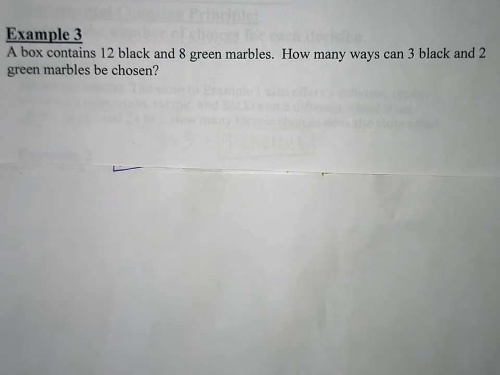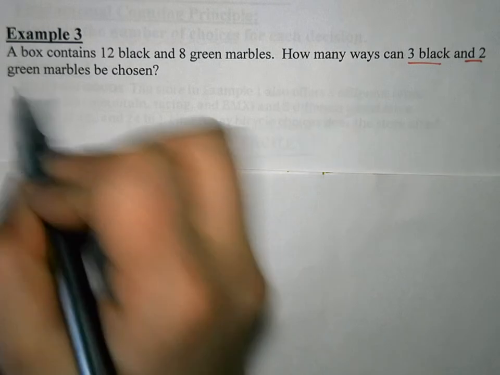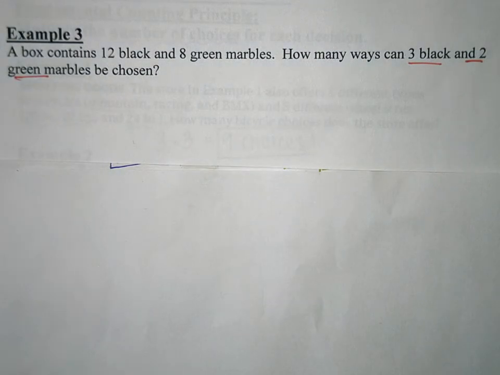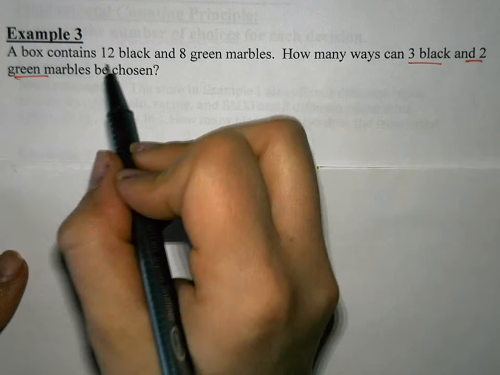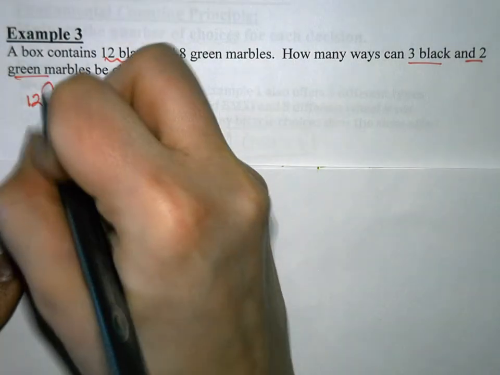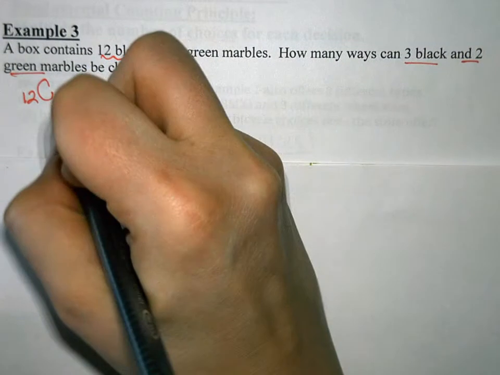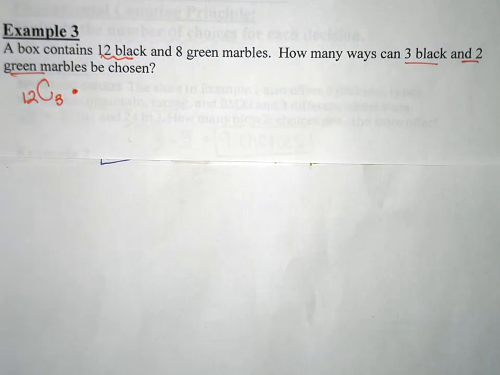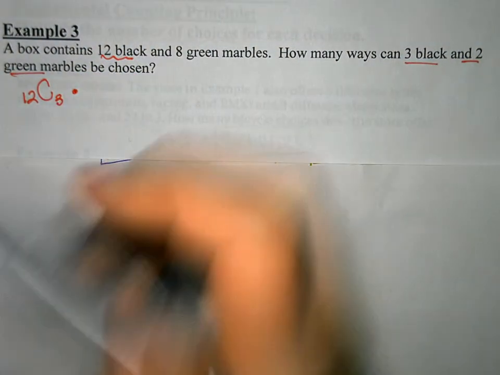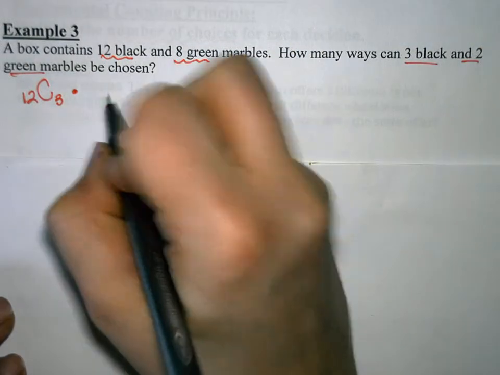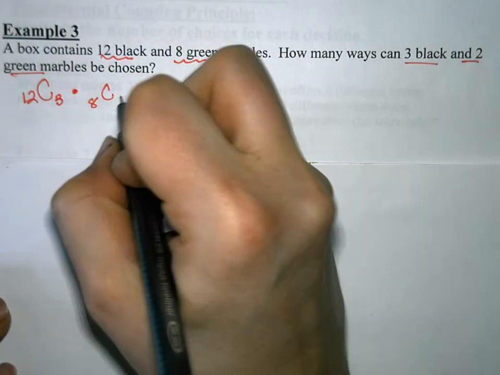Okay, example 3. A box contains 12 black and 8 green marbles. How many ways can 3 black and 2 green be chosen? So we have 2 different combinations here because the order does not matter, but we're looking at black marbles and green marbles. So we have to do a combination for each. So we first have 12 black, so we're going to do 12 combination, and we want to pick 3 of them. And whenever you're doing 2, you end up multiplying, so that's going to be times. We have 8 green, so that's going to be 8 combination, and we want to pick 2.